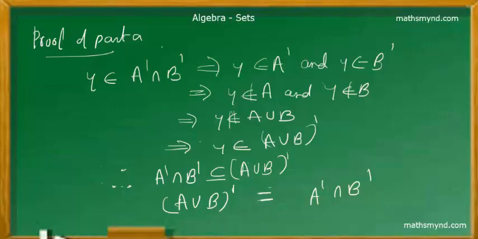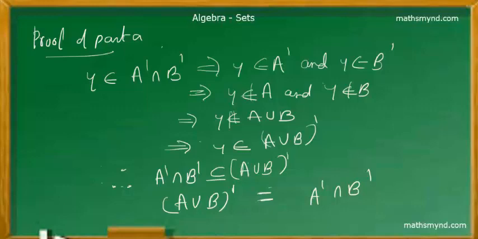So looking at A complement intersection B complement, what does it mean? It means that Y, which is an element of A complement intersection B complement, indicates that Y is both an element of A complement and B complement, because the intersection means we are looking at the common elements. So Y is an element of A complement and Y is an element of B complement, because we are dealing with an intersection. So if it's an element of A complement, naturally it cannot be an element of the set A, which means that Y is not an element of A and Y is not an element of B.